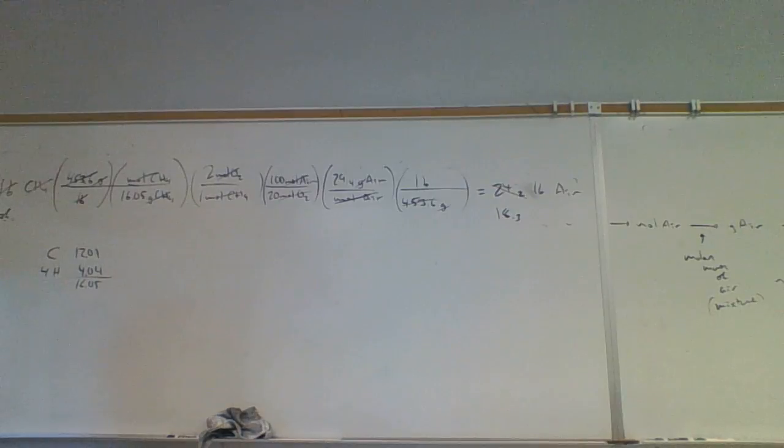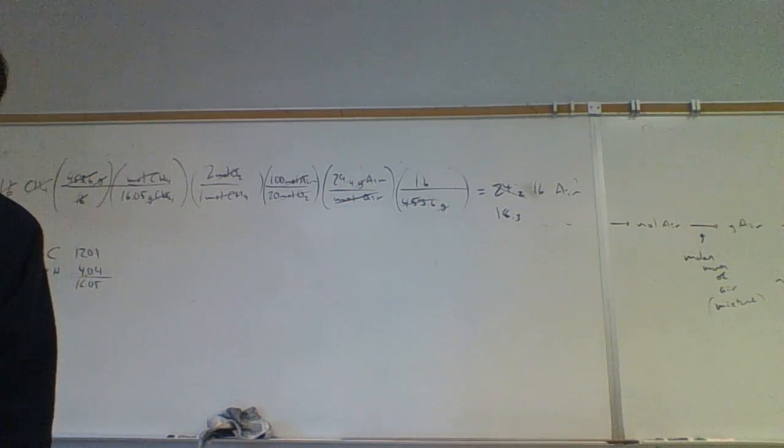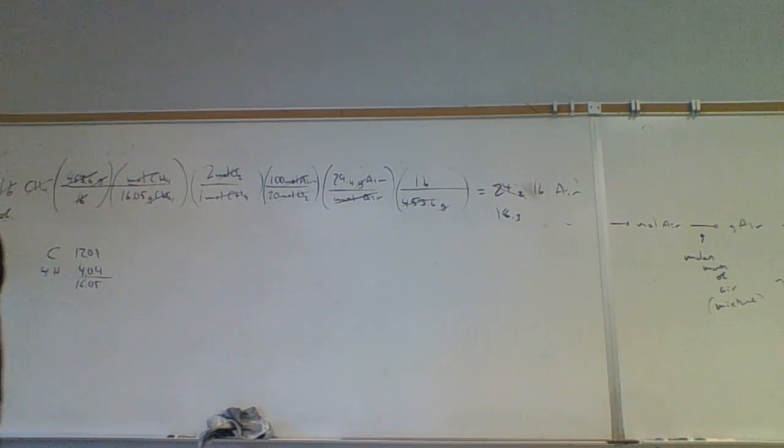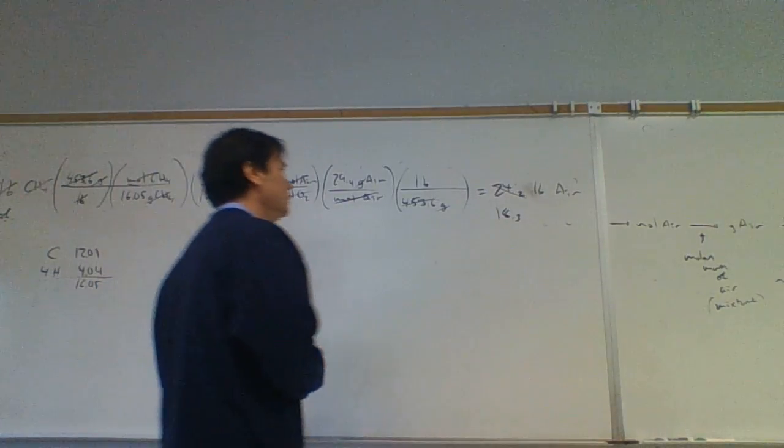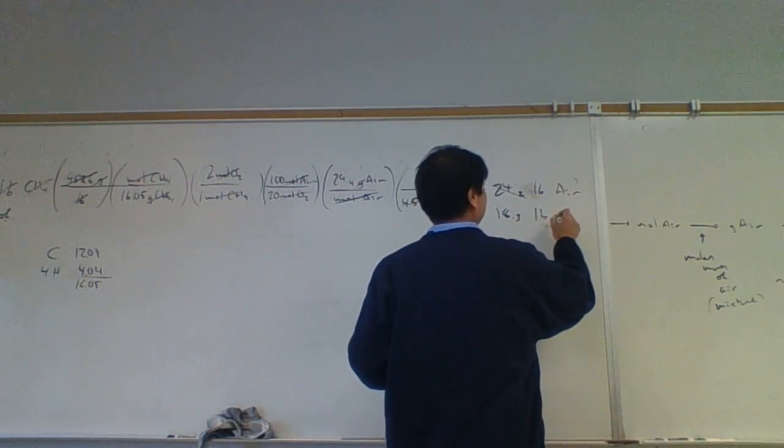All right, 18. Well, it looks like the calculation was set up correctly, so I guess that's right. For every pound of methane, we need 18 pounds of air. That's a lot of air, seemingly. Well, all right. 18 pounds of air.